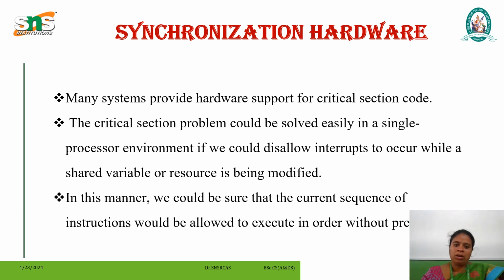Disabling interrupts in a multiprocessor environment can be time consuming as the message is passed to all processors. This message transmission lag delays entry of the thread into the critical section and the system efficiency is decreased. The critical section problem could be solved simply in a single processor environment if we could prevent the interrupt from occurring while the shared variable was being modified.